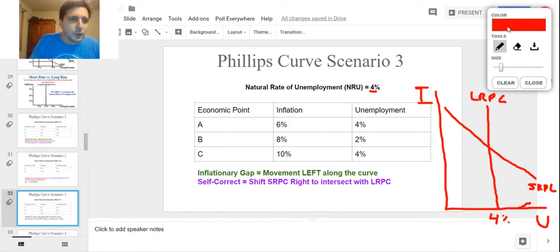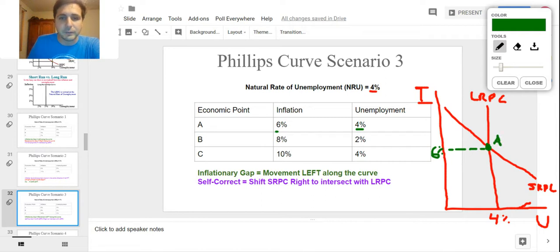So let's jump in. Let's look at point A. Point A says I'm at an unemployment rate of 4%, inflation rate of 6%. 4%, that means I must be currently exactly where I want to be, right? So I dash over, I'm at that equilibrium, and my inflation rate is 6%. That's point A.